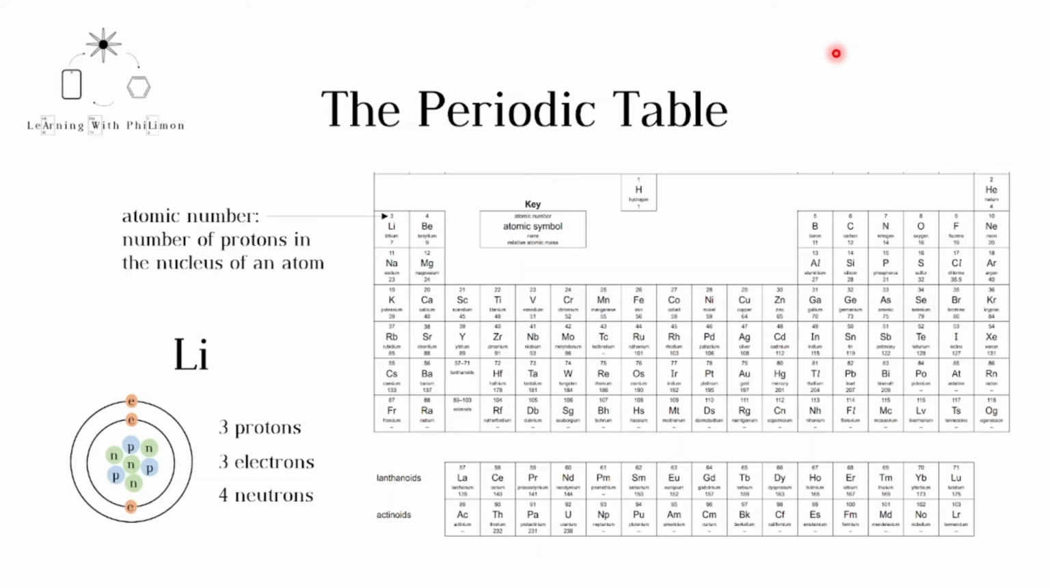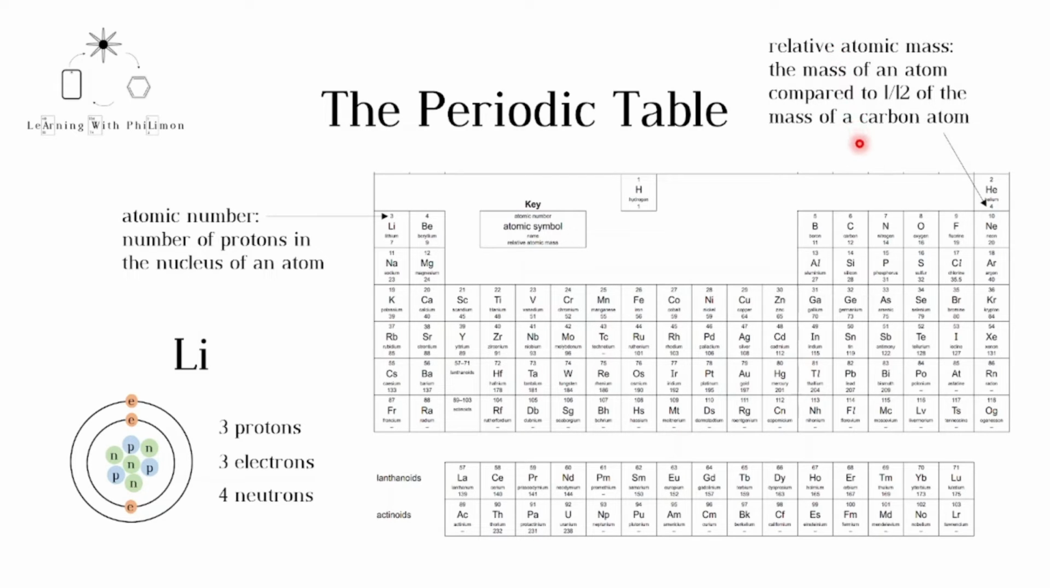The second number we see is the relative atomic mass. Remember that the majority of the mass in an atom comes from the protons and the neutrons in the nucleus. The value is relative because the mass of each element is actually compared to the mass of 1/12 of the mass of a carbon atom. To calculate the relative atomic mass, a weighted average of all the naturally occurring isotopes is taken. For more on this, please watch the isotopes video.